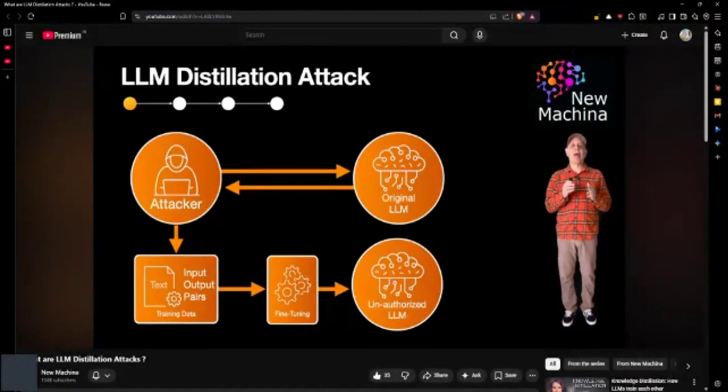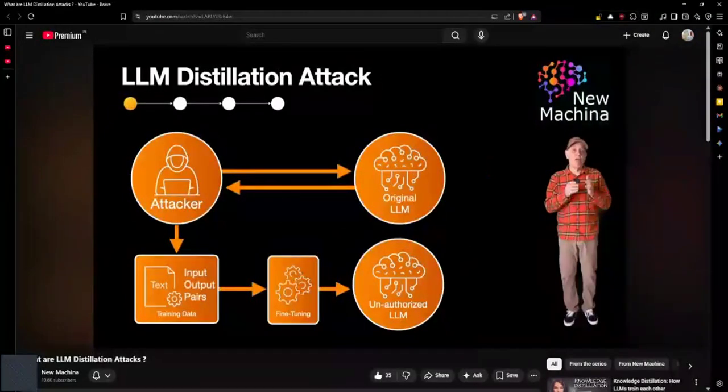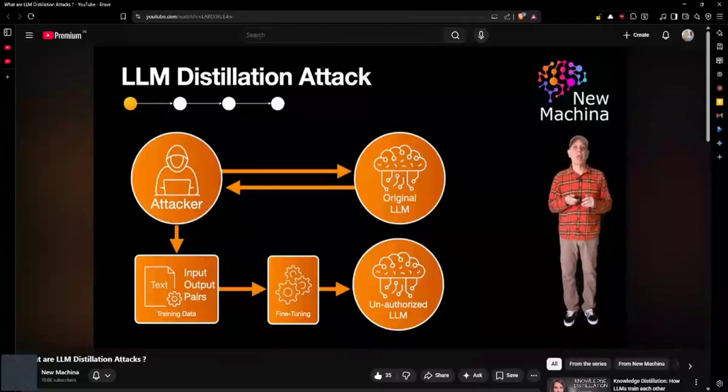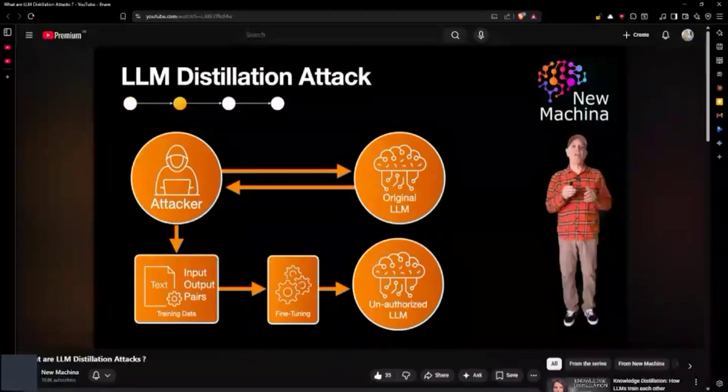Well, these attacks work by sending numerous queries to an LLM and using both the input and output pairs as training data for another LLM. This process is a form of distillation where the attacker distills the knowledge from the original model into the new unauthorized model. Simply put, it's like taking a model's knowledge and squeezing it into a new model without the original creator's consent. So how are the distillation results actually used by the attacker?